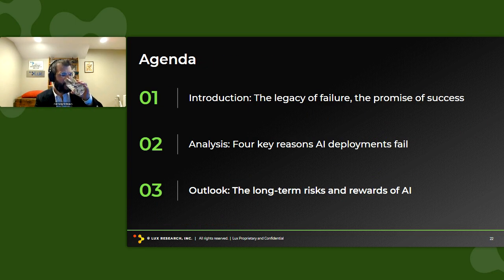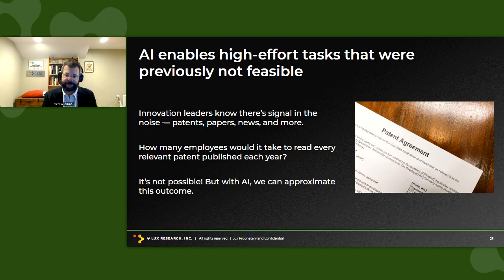So I want to leave you with a few final thoughts in terms of the long-term risks. And I think what's important to recognize is that AI enables a lot of high-effort tasks that were previously not feasible. You couldn't really hire 500 people to read every single patent. Just not possible, right? And it's still not possible. But with AI, we can approximate something like that.